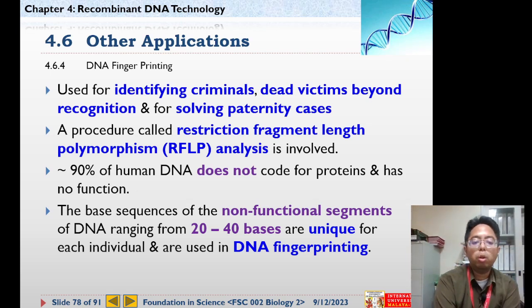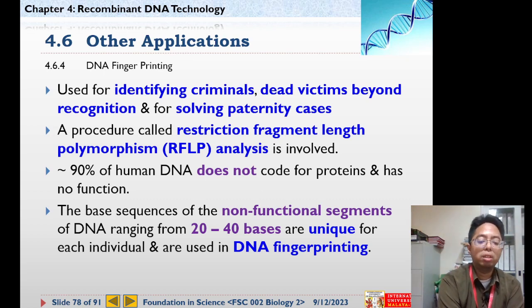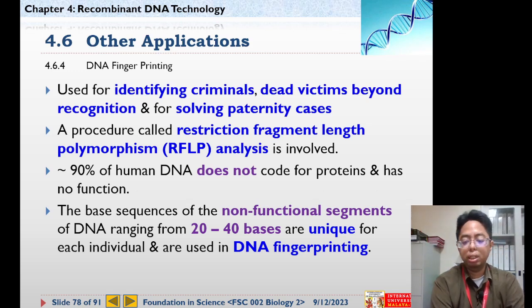A procedure called RFLP analysis is involved, which is restriction fragment length polymorphism. 90% of human DNA does not code for proteins and has no function at all. The base sequences from these non-functional segments, of 20 to 40 bases, are what we use for DNA fingerprints.